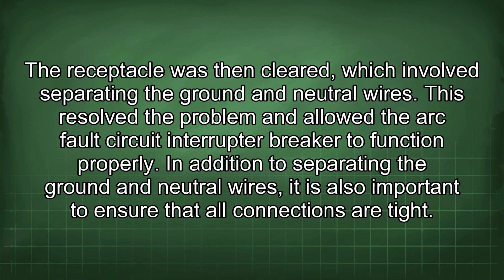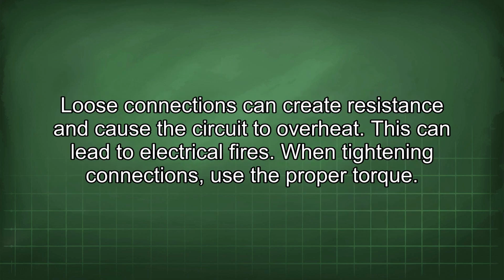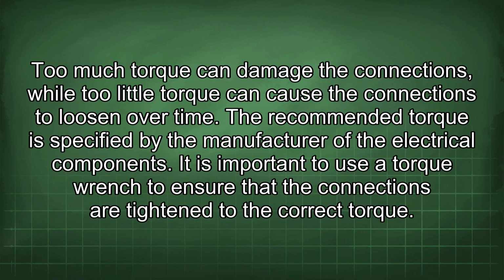In addition to separating the ground and neutral wires, it is also important to ensure that all connections are tight. Loose connections can create resistance and cause the circuit to overheat. This can lead to electrical fires. When tightening connections, use the proper torque. Too much torque can damage the connections, while too little torque can cause the connections to loosen over time. The recommended torque is specified by the manufacturer of the electrical components. It is important to use a torque wrench to ensure that the connections are tightened to the correct torque.